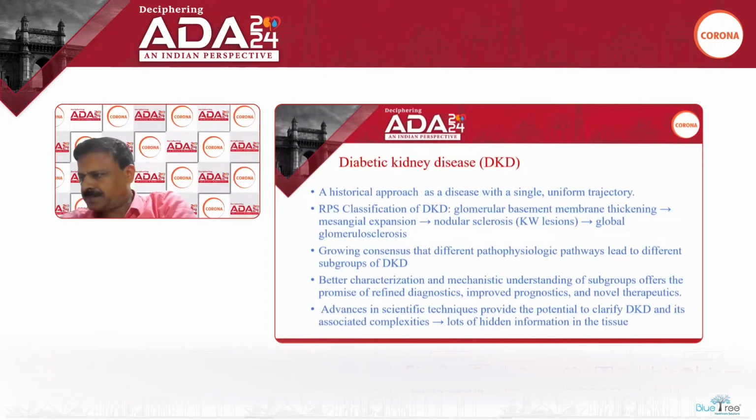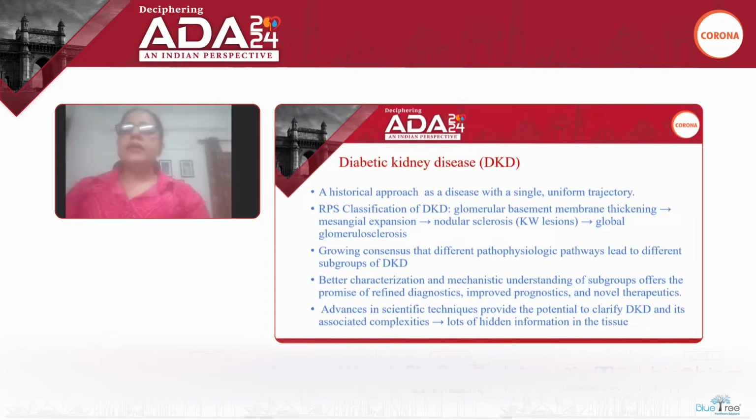So, as we all know, previously it was considered that diabetic kidney disease has a single uniform trajectory. All the patients with diabetes and DKD would behave similarly. Because of this, it was considered a uniform single disease. The Renal Pathological Society has classified diabetic kidney disease into various types, like glomerular basement membrane thickening, mesangial expansion found on kidney biopsy, nodular glomerular sclerosis, typically known as KW lesions, and global glomerular sclerosis.